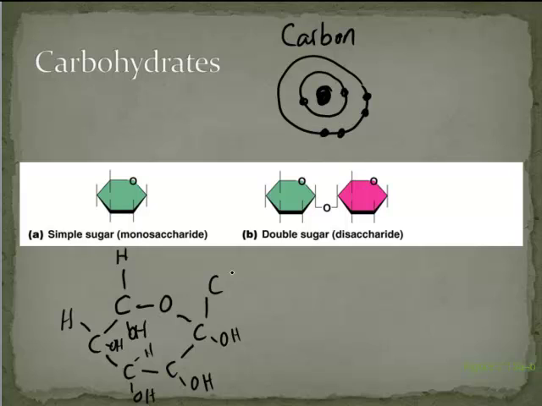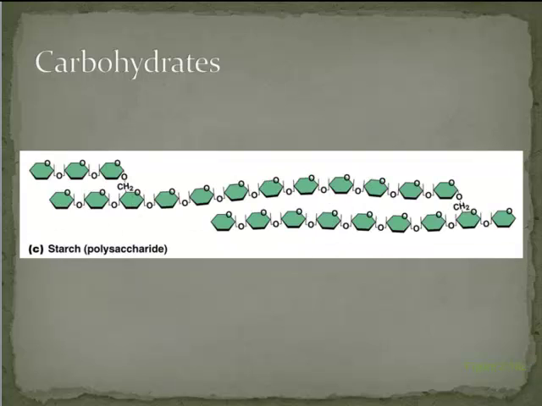We can take these simple sugars and connect them together to form a disaccharide. So we can take these 2 glucose molecules, hook them together, and form a disaccharide. We can then take groups of these and hook them together to form a polysaccharide. This is starch. Each of these little green hexagons represents a glucose molecule, so we see these long chains of glucose molecules. This is what starch is.